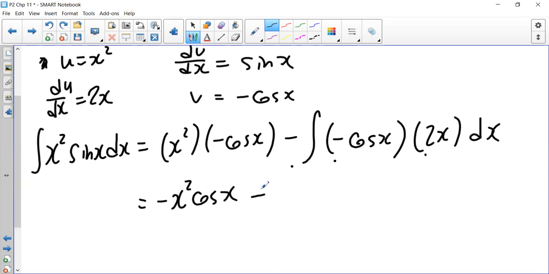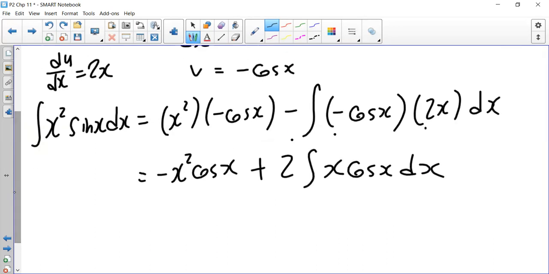I can take a 2 out. So plus 2 integral x cos x dx. Next, my focus is now on how to integrate this. Well, I realize this is not the same as the question, because the question was x squared sin x. But I see a product.